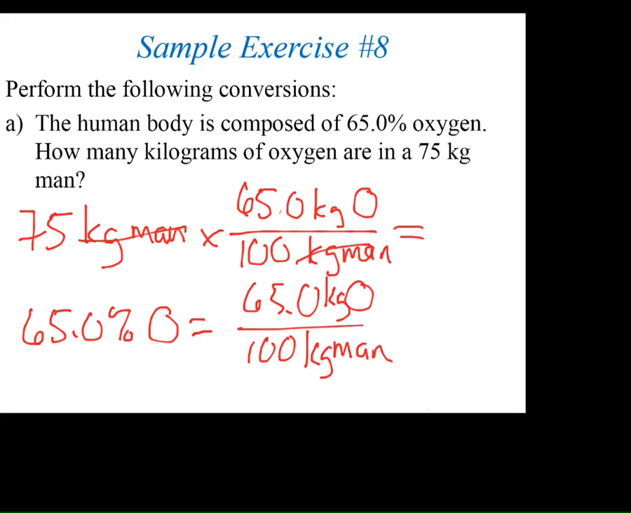Okay, so try that out. 75 times 65.0 divided by 100. And I got 48.75 kilograms of oxygen.